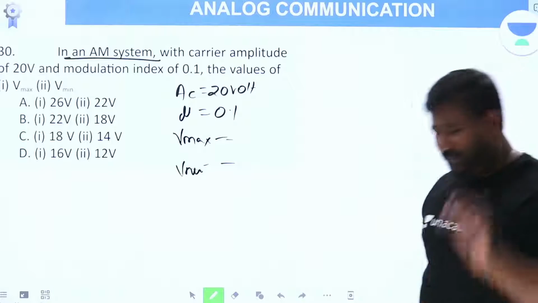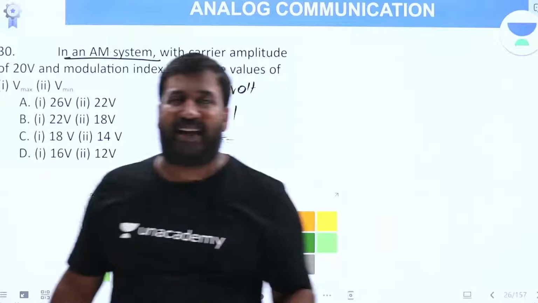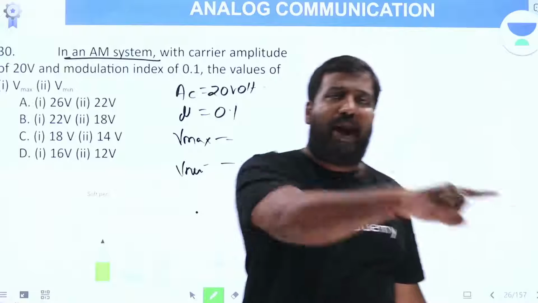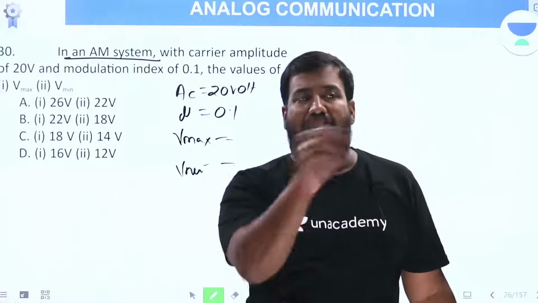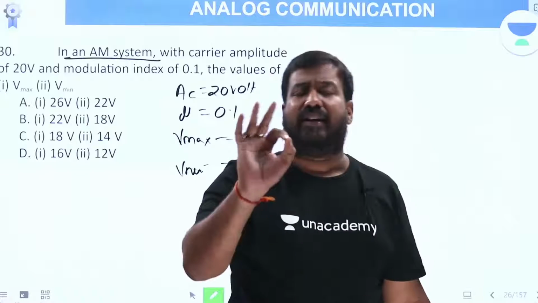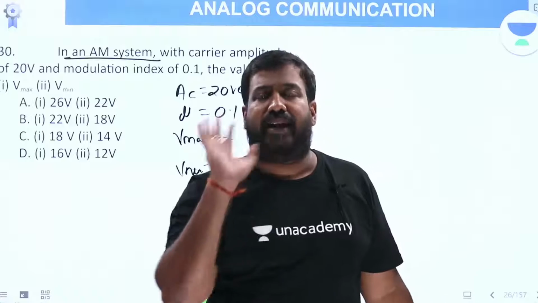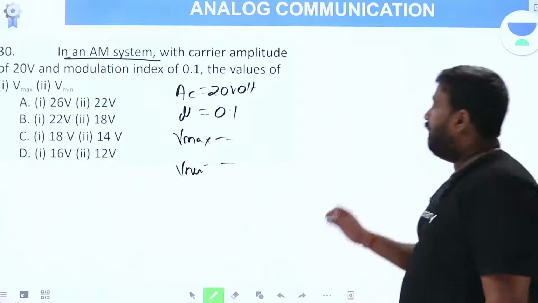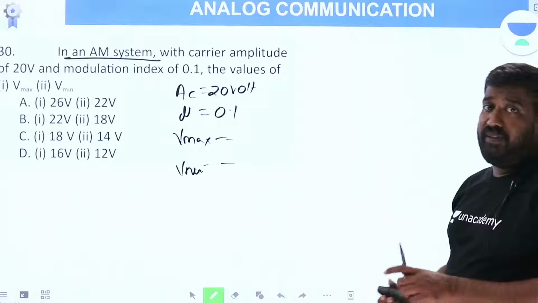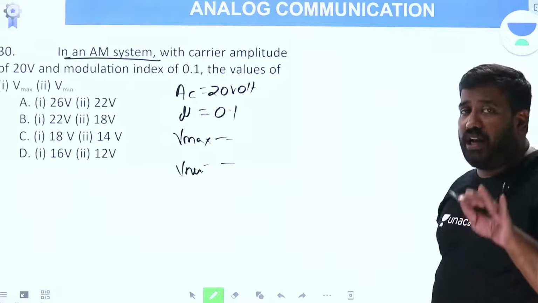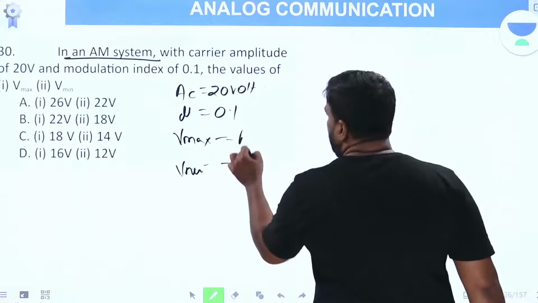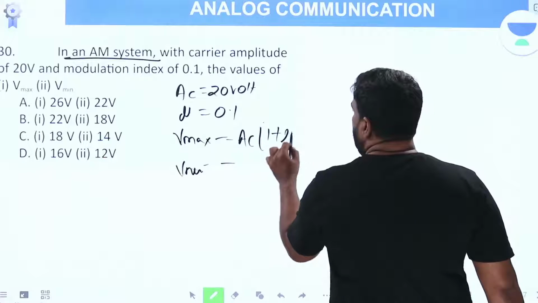This we derived, no? In part 1 we derived this, I am right. In detailed explanation I had given. If you are missing part 1, after this class go back and see part 1. In detail I explained about Vmax and Vmin, very clearly. Already we have derived this, so I am not going to derive it again. You can see the derivation in part 1. Vmax is equal to Ac into 1 plus mu.